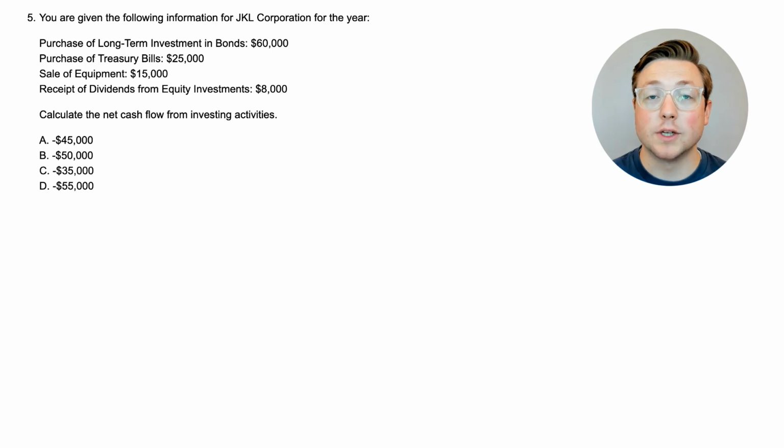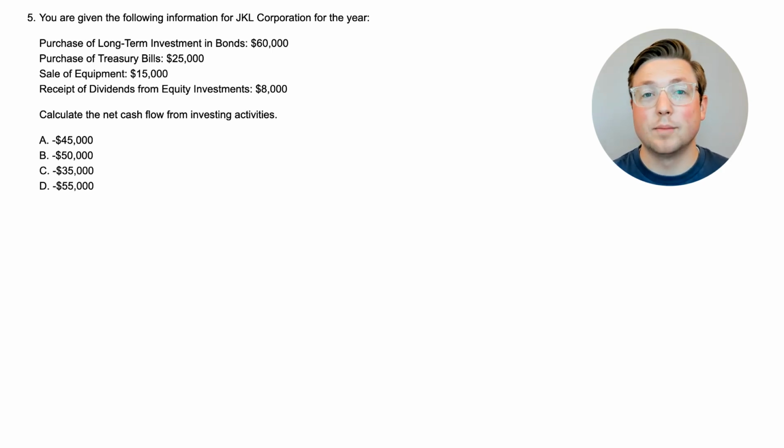All right, here we are at question 5. You are given the following information for JKL Corporation for the year. They have a purchase of a long-term investment, a purchase of treasury bills, a sale of equipment, and they received dividends from their investments. Think about this. Which of these have to do with long-term assets and investments? Most of it does, but there might be a curveball thrown in here for you.